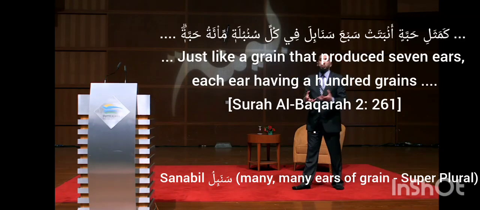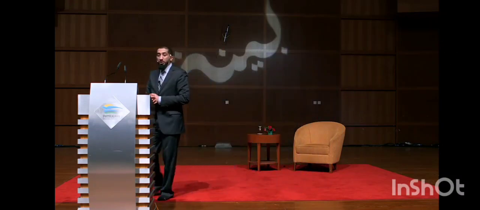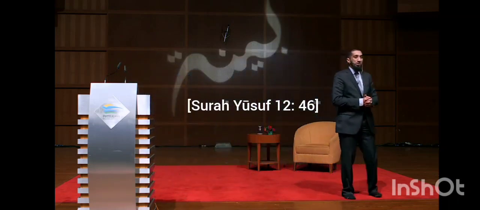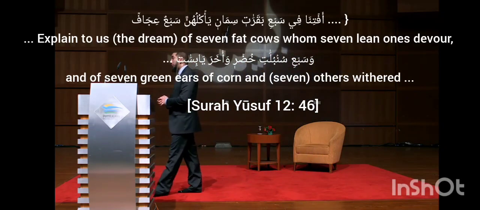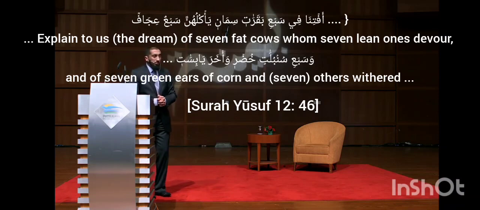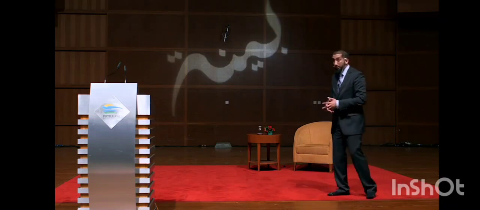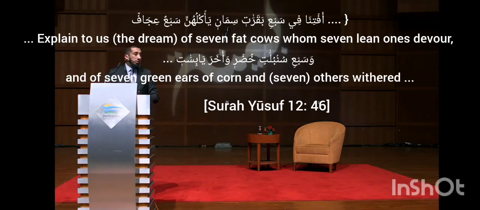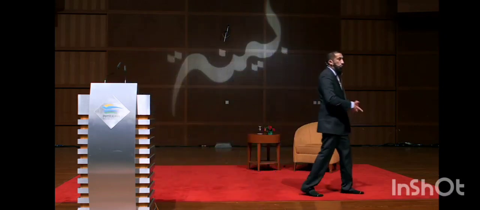And how many ears of grain are we talking about? 7. In the next one, وَسَبْعَ سُنْبُلَاتٍ خُضْرٍ. 7 green ears of grain. Anyone know where that's used? 7 fat cows, 7 skinny cows, 7 ears of grain. Anything ring a bell? The story of Yusuf alayhi salam, the dream of the king. You remember? So now the dream of the king, he sees 7 ears of grain. But when his 7 ears of grain are being talked about, what word is used? Suunbulat, the weaker plural.